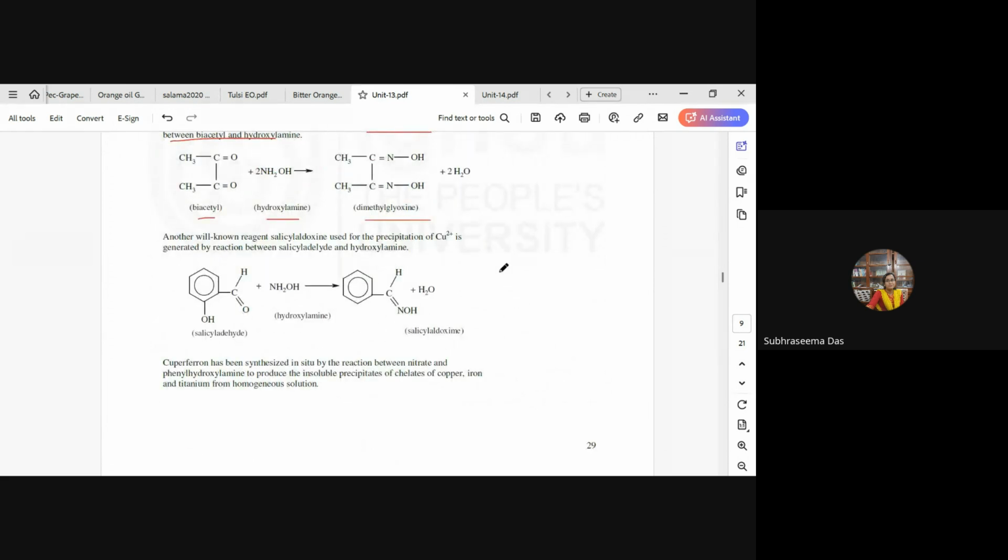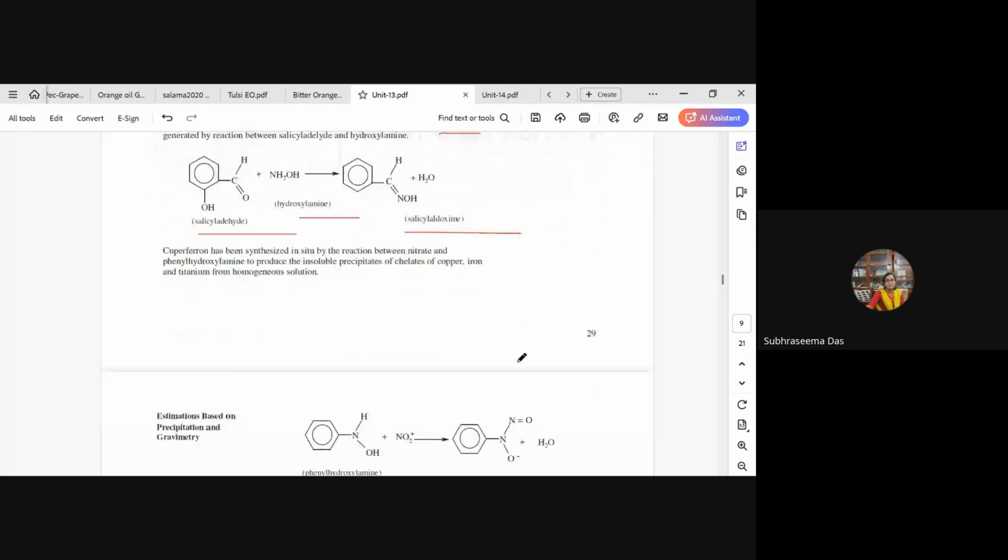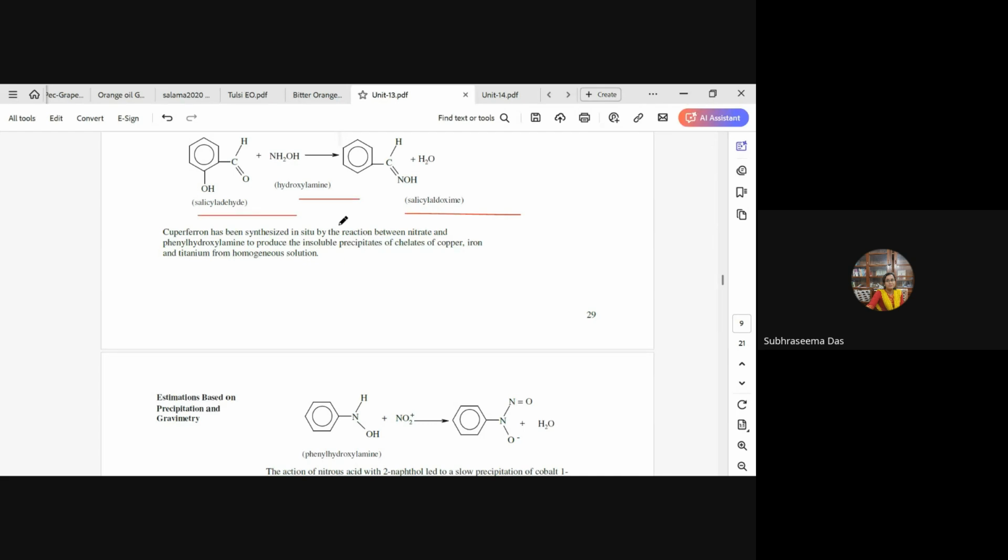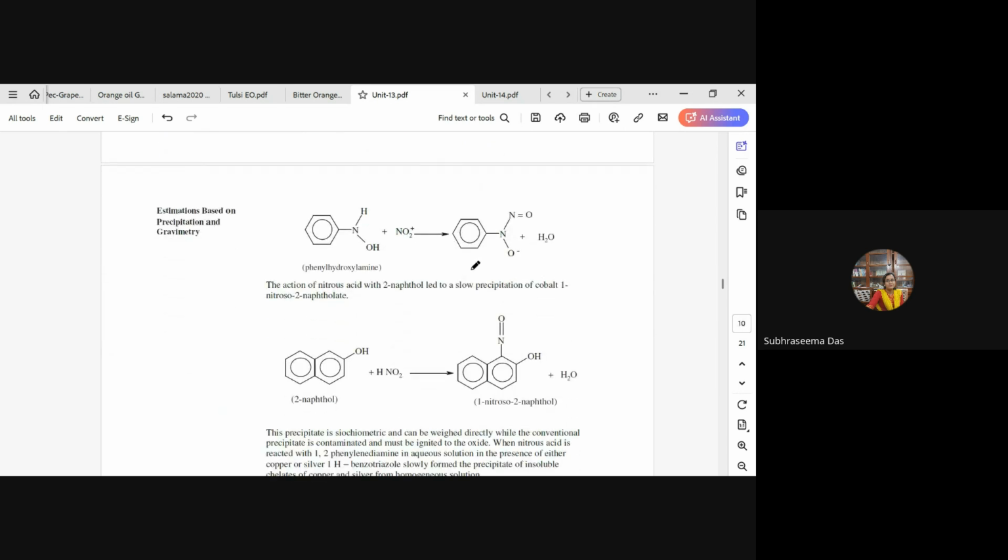Now, another well-known reagent is salicylaldoxime, which is used for precipitation of copper. This is generated by reacting salicylaldehyde with hydroxylamine, which forms the salicylaldoxime, and it reacts with copper, forming the precipitate. So the cupferron has been synthesized in situ by the reaction between nitrite and phenylhydroxylamine to form insoluble precipitates of chelates of copper, iron, and titanium. Here, this has been shown.